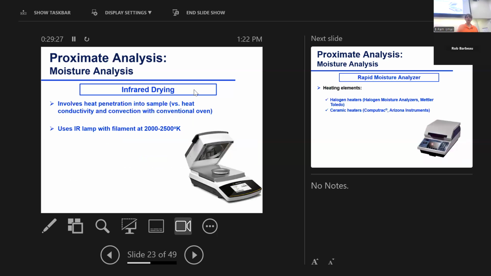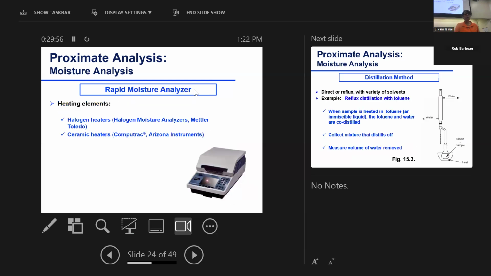So infrared drying, that's fast, rapid, for quality type of testing, not an official method of testing. Infrared causes heat generation, and you lose moisture, and then it automatically takes the weight before the heating and after the heating, and you determine moisture content. You get a readout directly.